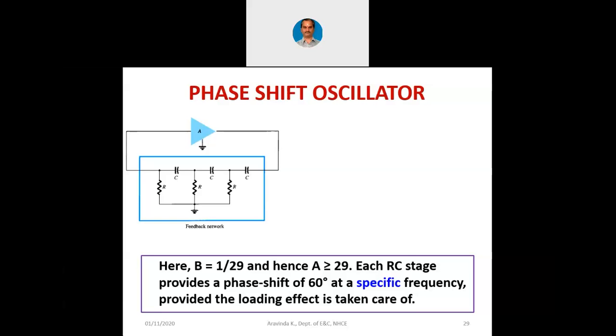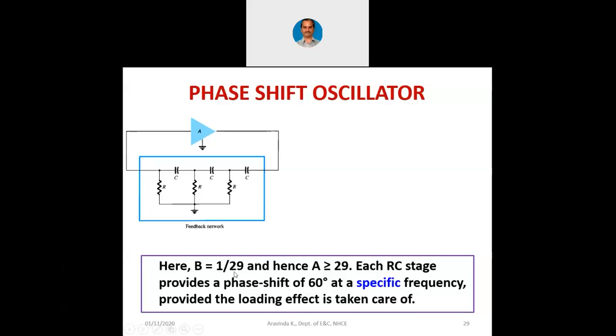But if any of you are curious to know why this 1 by 29 came into the picture, then you can always go through Google. Google sure knows everything. There are websites published by the scientists themselves where they have published all these results. So this beta equals 1 by 29 is the result of the frequency domain analysis for this particular circuit.